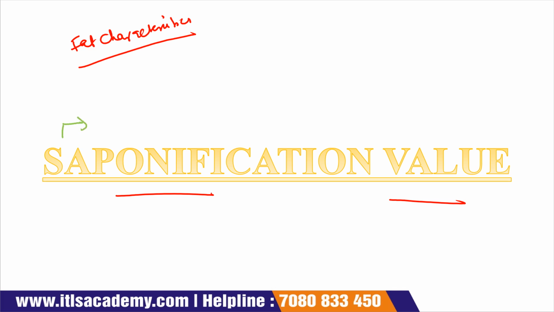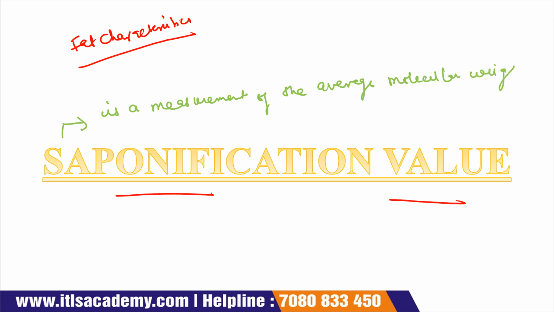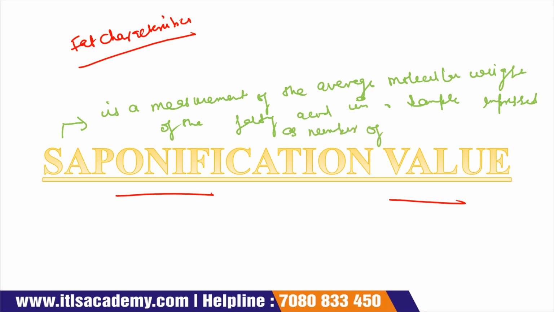Saponification value is simply defined as a measurement of the average molecular weight of the fatty acid in a sample, expressed as the number of milligrams of potassium hydroxide, that is KOH, required to saponify 1 gram of fat.